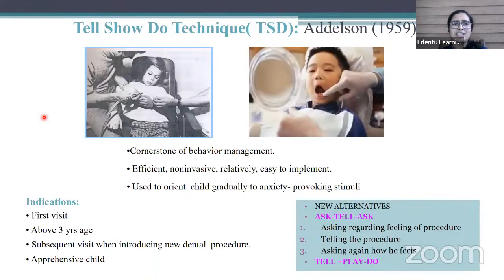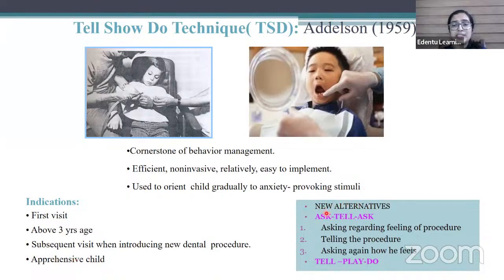So this is regarding euphemisms, a point that you shouldn't miss whenever you are writing about the communication. Now talking about the tell, show, do technique, or the TSD, a technique that is given by Addelston. The indication is that you have to do the procedure in the first visit, preferably in a child about 3 years of age, and in the subsequent visit when introducing a new dental procedure. And also it has been indicated in an apprehensive child.